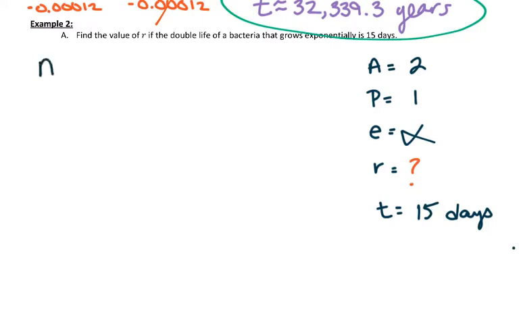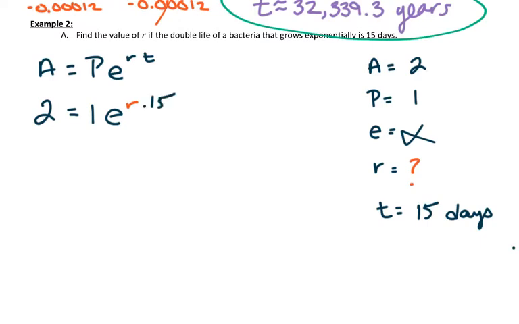So we have A equals P e to the power of R times T. Your amount is 2. The initial amount is 1. You don't have to even write 1 in there because it's just 1 times e. If you want to write it, that's totally fine. I'm going to write it just in case you wanted to use different numbers for the initial and the end. e to the power of R, we don't know, so I'm going to write that in red because that's what we're looking for. And our time is 15 days.